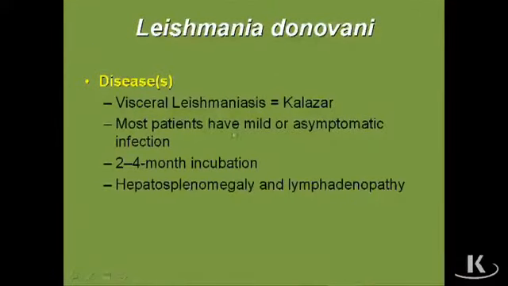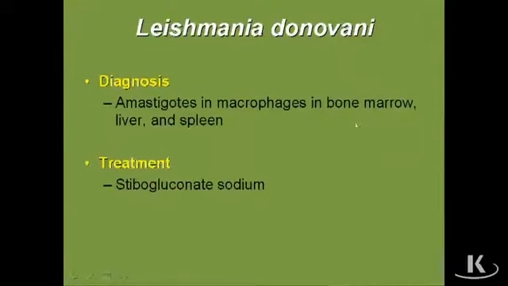And again, what you can see here in this man and this child, you have the outlined hepatomegaly or hepatosplenomegaly. So that is visceral leishmaniasis or kala-azar. Most patients are going to have a mild or asymptomatic infection, but with the pronounced hepatosplenomegaly. So that is characteristic of visceral leishmaniasis. Diagnosis, you're going to look for the amastigotes in macrophages in the bone marrow, the liver, and or the spleen. And the treatment is sodium stibogluconate, the drug of choice for leishmaniasis.